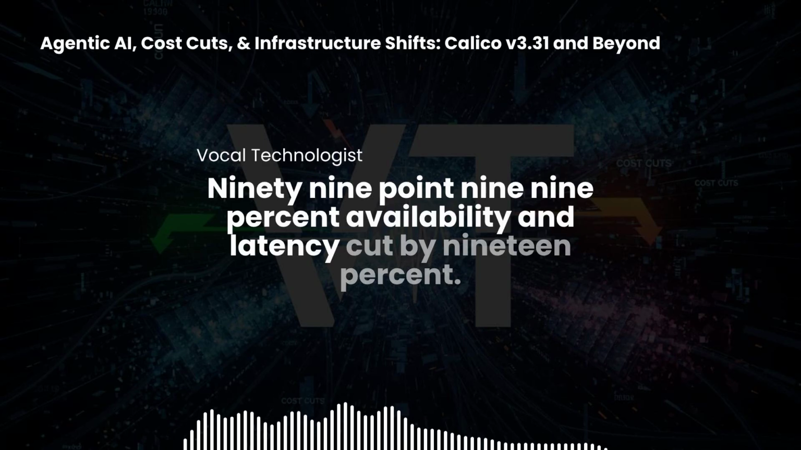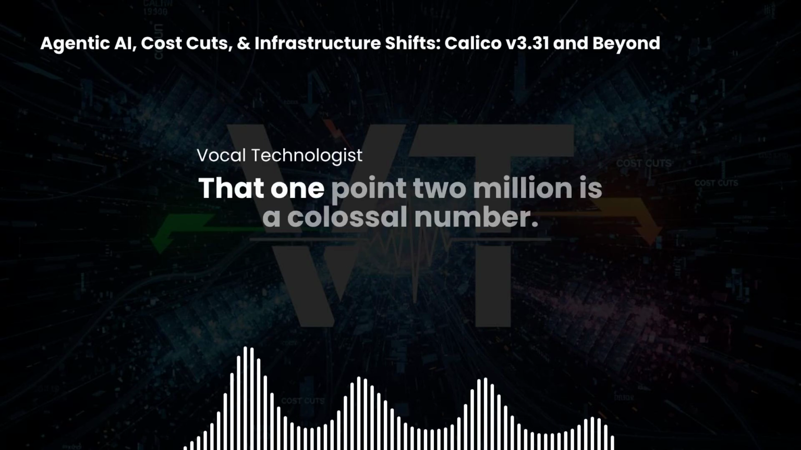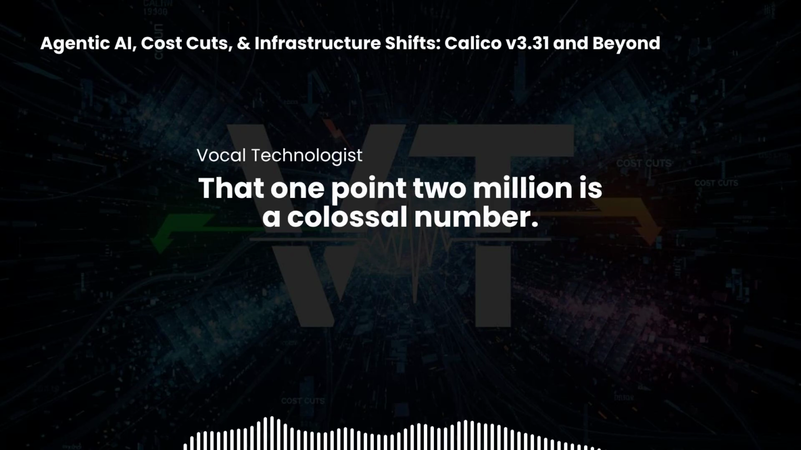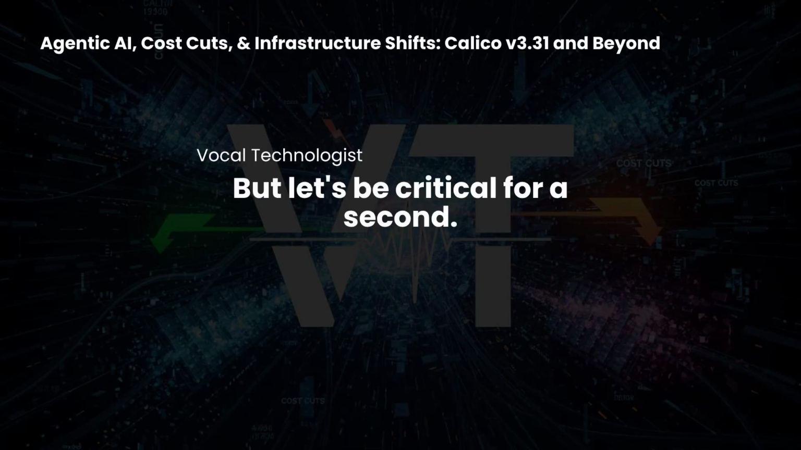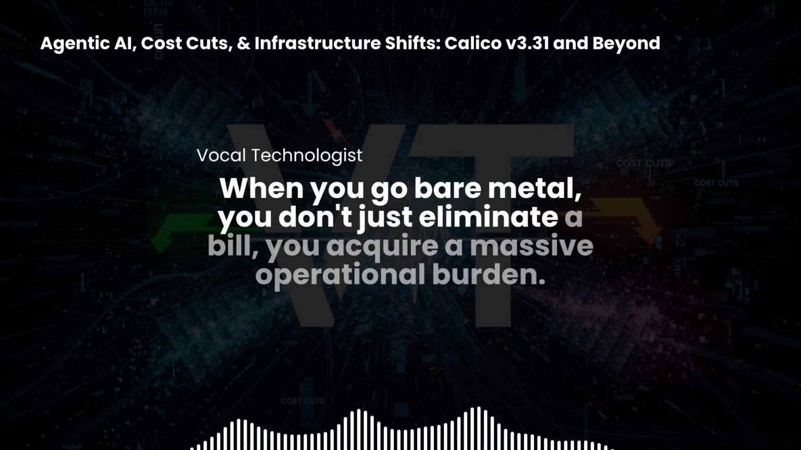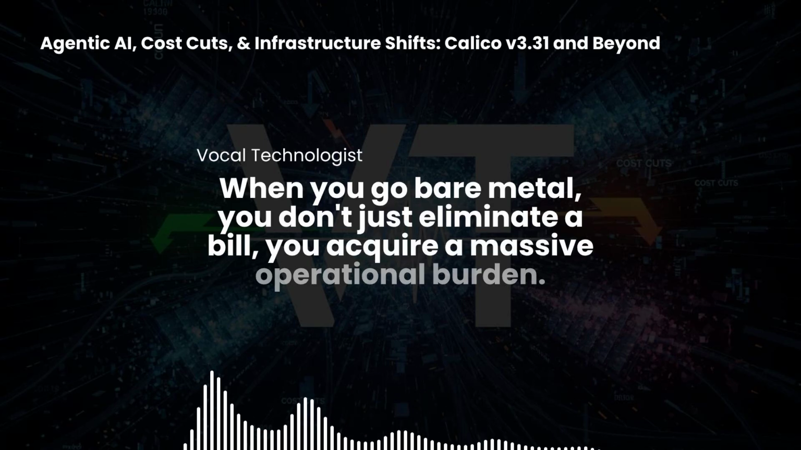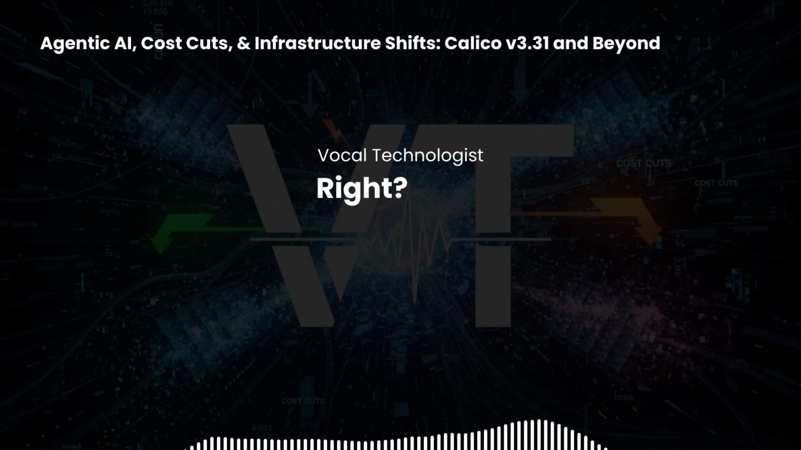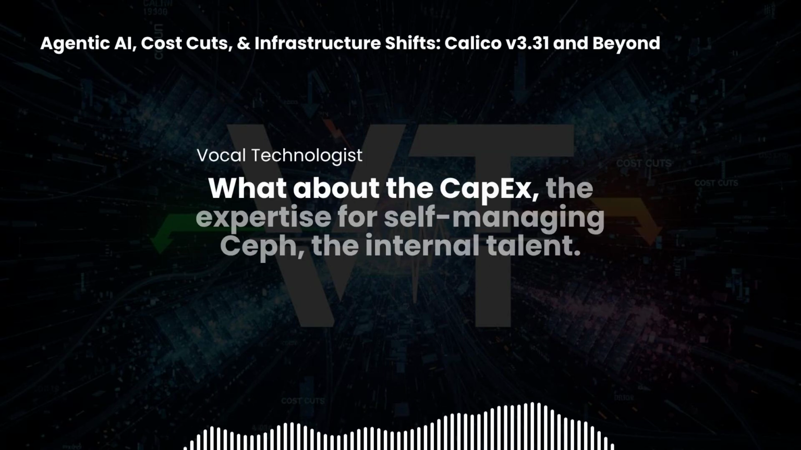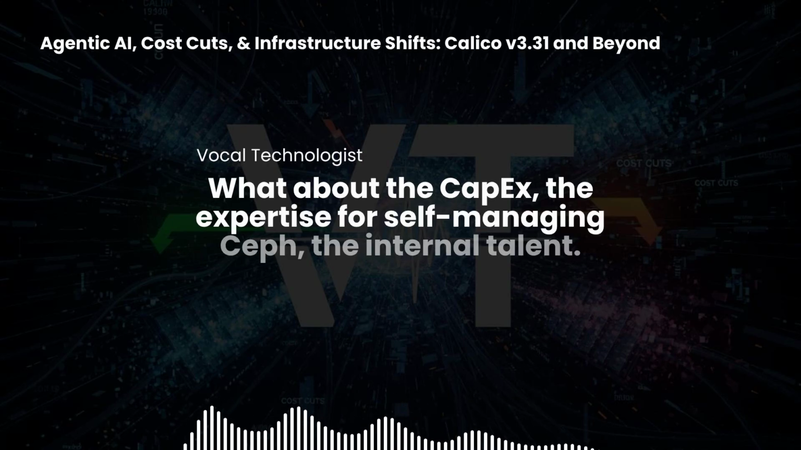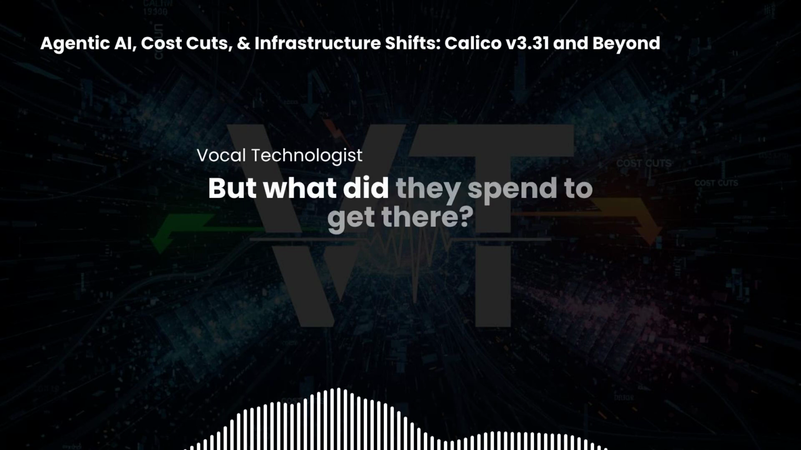99.993% availability and latency cut by 19%. That 1.2 million is a colossal number, but let's be critical for a second. When you go bare metal, you don't just eliminate a bill, you acquire a massive operational burden, right? Absolutely. What about the CapEx, the expertise for self-managing Ceph, the internal talent? They saved 1.2 million, but what did they spend to get there?